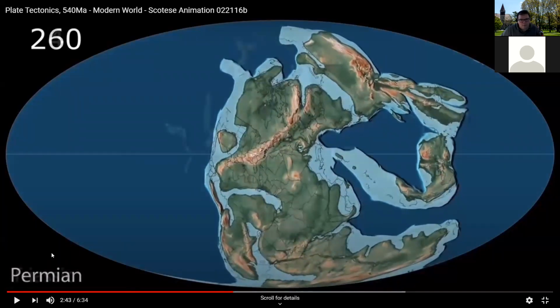So by this point in time, I'll just stop really briefly. We're at the end Permian, about 265 million years ago. This is where we've just come out of the major mass extinction. We've lost 95% of all life on Earth and almost all that life on land at this time.